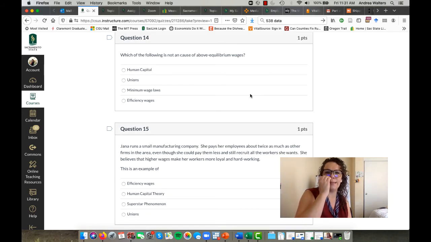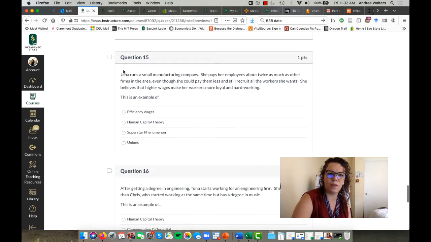Which of the following is not a cause of above equilibrium wages? Human capital, unions, minimum wage laws, and efficiency wages. So human capital is going to be the answer because human capital actually contributes to our marginal productivity, so that wouldn't be above equilibrium. But unions, minimum wage laws, and efficiency wages are all situations where workers might get higher wages than their productivity.